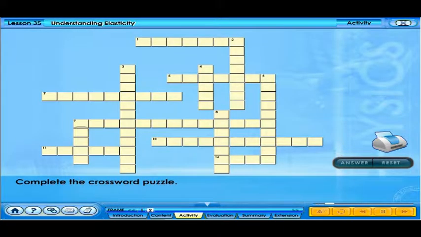Complete the crossword puzzle. Mouse over to see the clues.